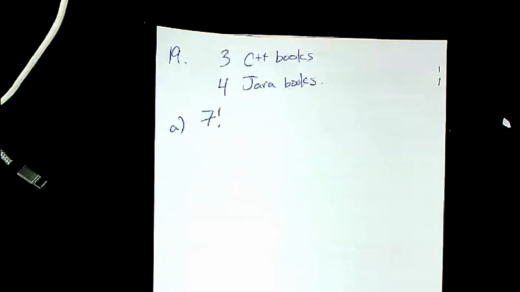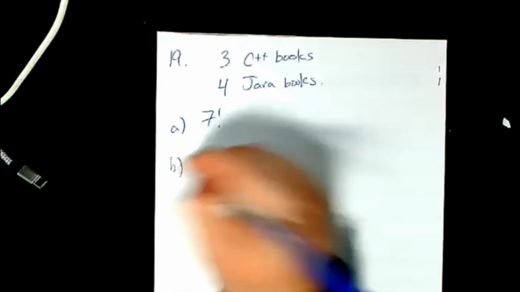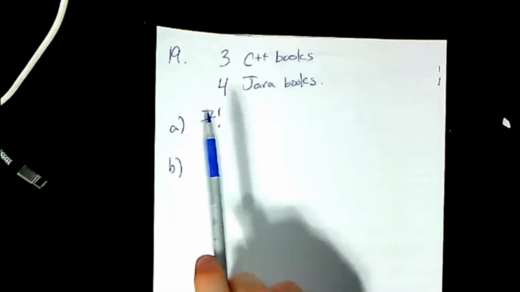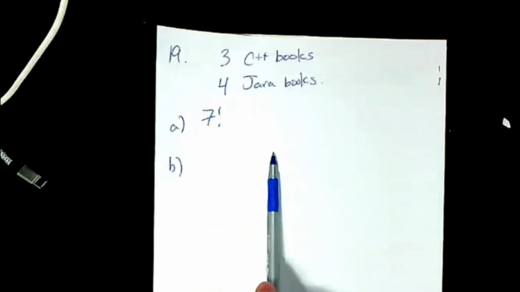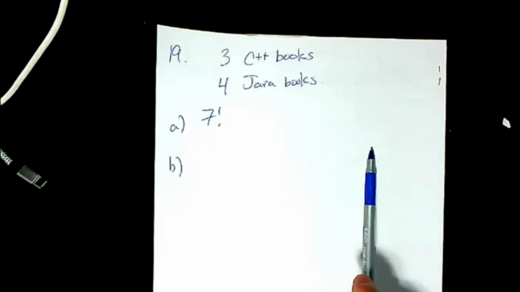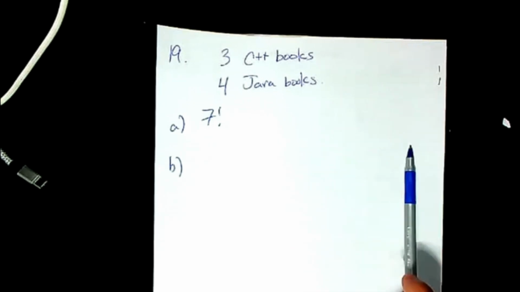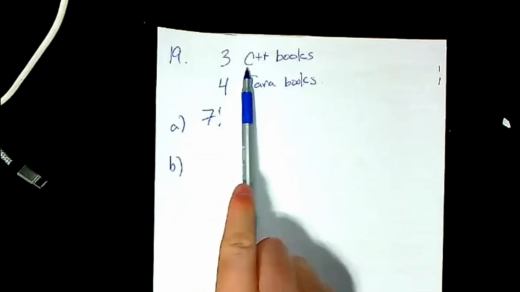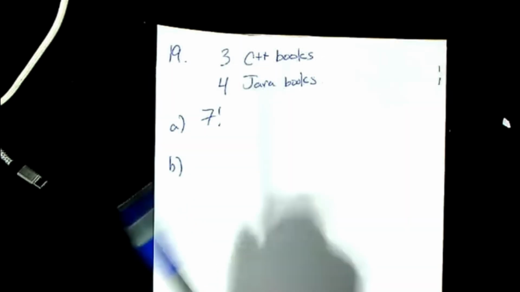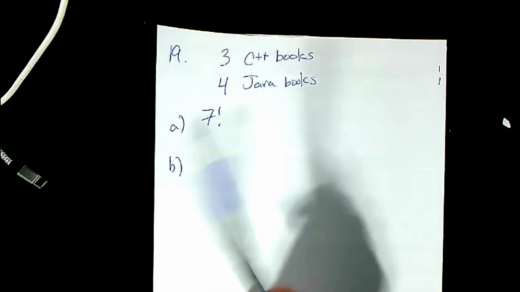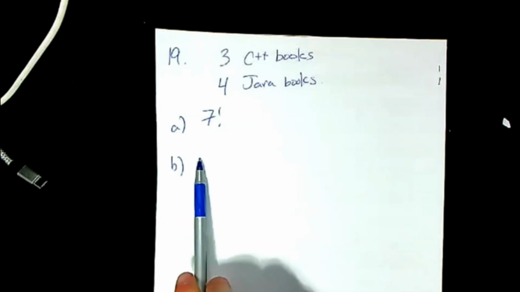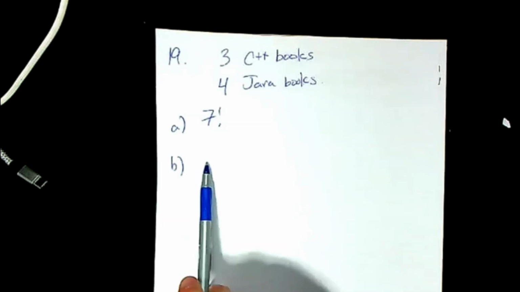Part B, what if the languages should alternate? So first off, you can't have C++ first, I don't think. C++, Java, C++, Java, C++, Java, Java, right? I've got an extra Java. So C++ can't come first if I'm going to alternate it. Java has to come first, okay? So I put down a Java book. How many options do I have for that?